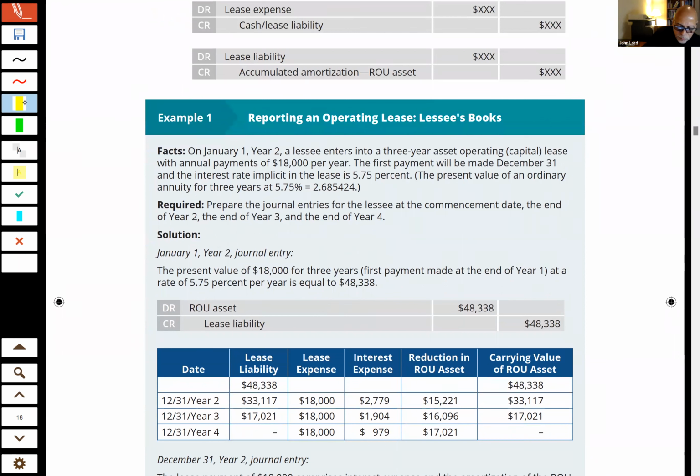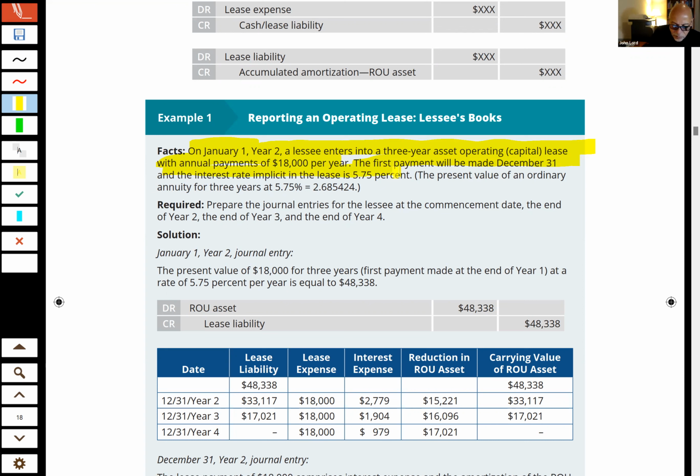So we come over and they say on January 1st, year 2, a lessee enters into a 3-year lease, and they just tell us that it is an operating lease with annual payments of $18,000 per year. The first payment will be made December 31st, and the interest rate implicit in the lease is 5.75.